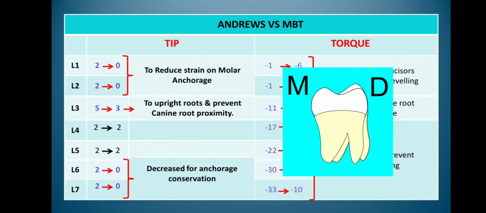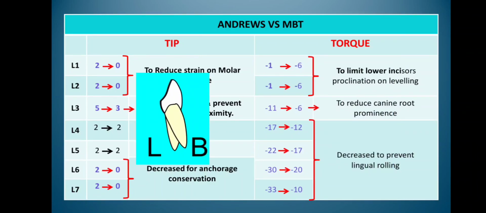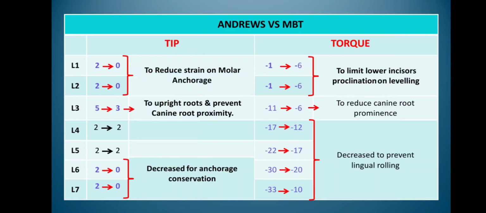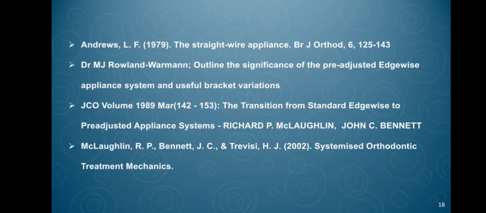And now coming to the torque of lower arch, incisors torque was increased to limit lower incisor proclination on leveling, and canine torque was reduced to reduce canine root prominence, and posterior torque was decreased to prevent lingual rolling. And these are the references that are mandatory to quote in your exams.